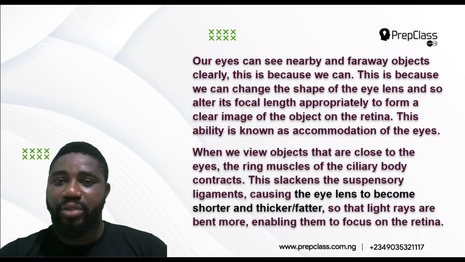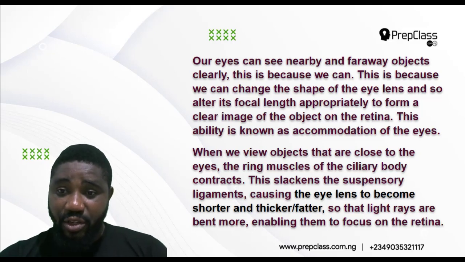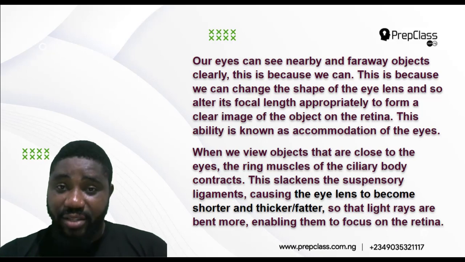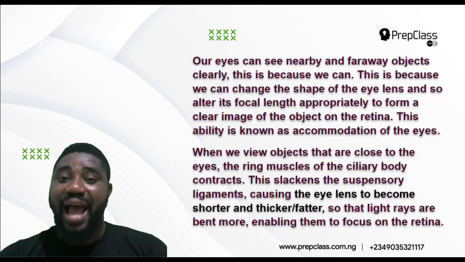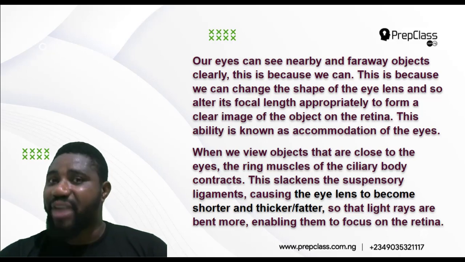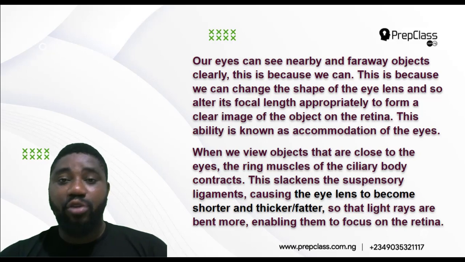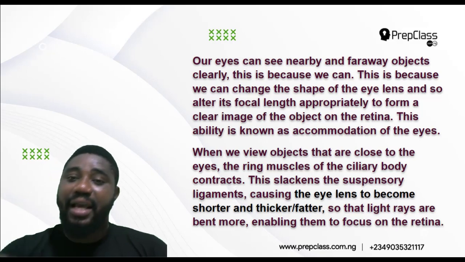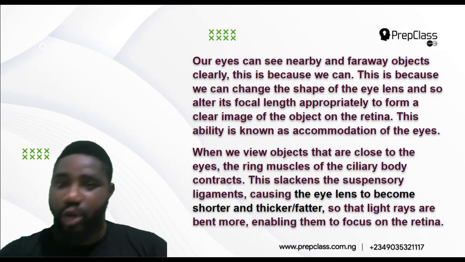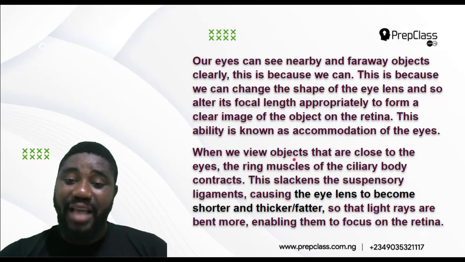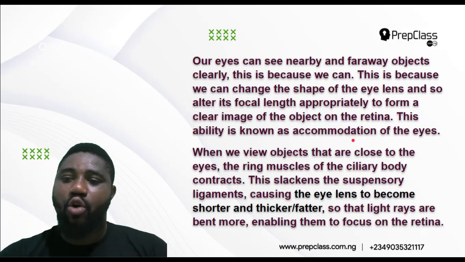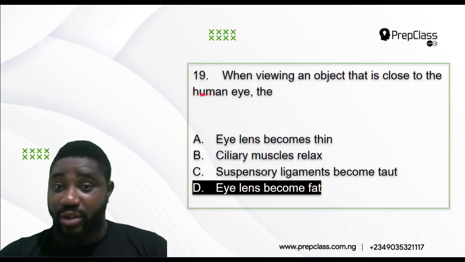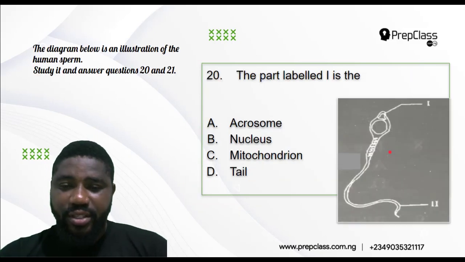If you want to see a close object, the ciliary muscles will contract, causing the suspensory ligament to slacken. It will make the eye lens become thick or fatter so that I can see nearby objects. If you want to see far away objects, the ciliary muscles will relax and pull the suspensory ligament taut, causing the eye lens to become long and thin so you can see far away objects. So when you want to see a close object, the eye lens becomes shorter and thicker. So the correct answer to question number 19 is option D. Eye lens becomes fatter.